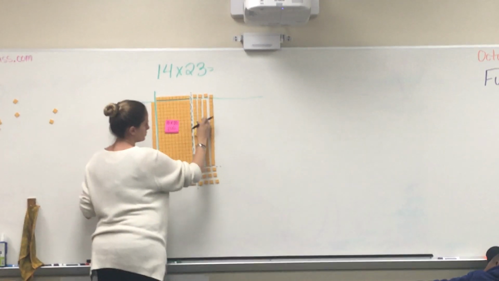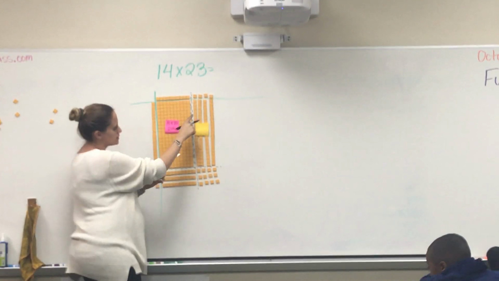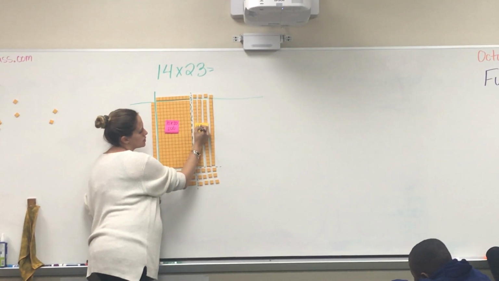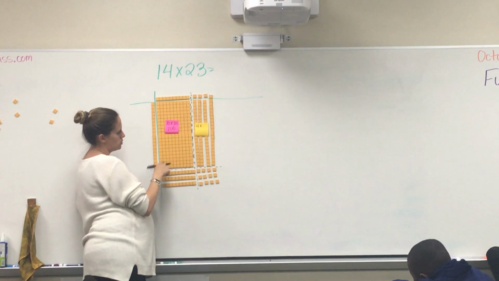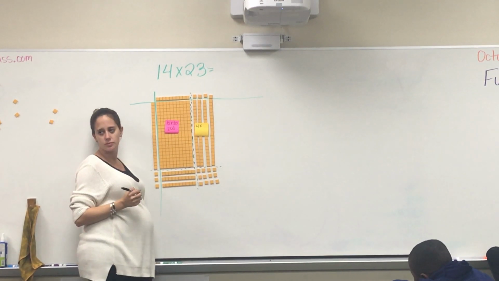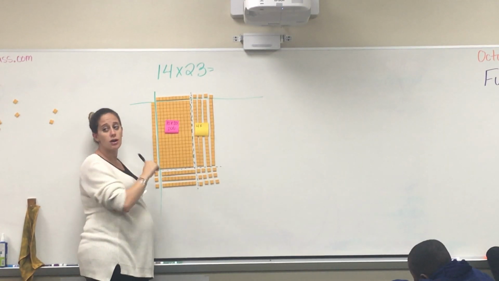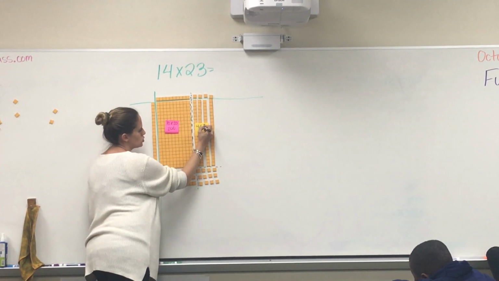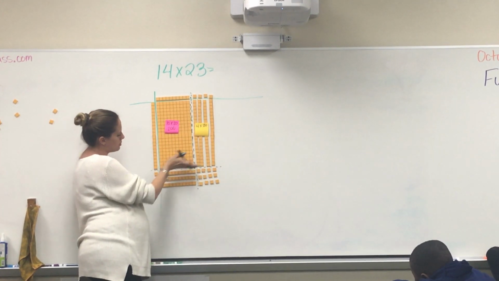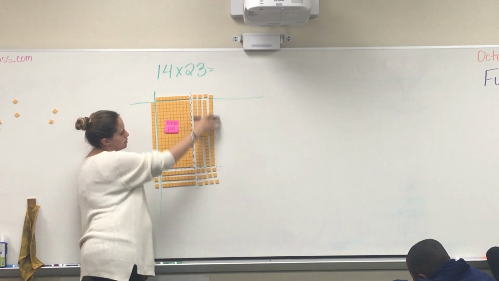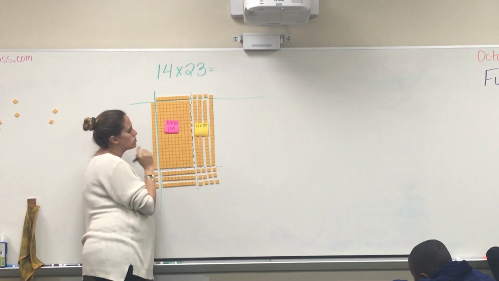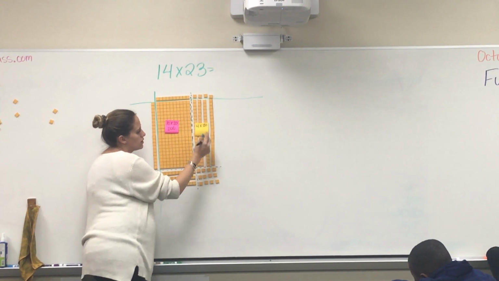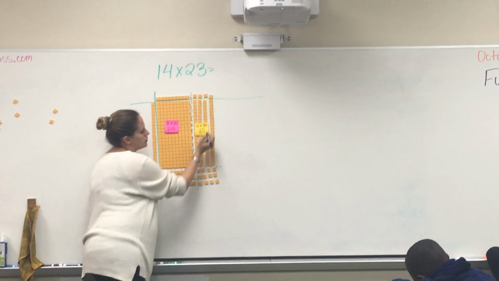Now, if I come off to this next part, how many were along the top? 4. Times how many down the side? 20, because I'm just talking about this part. So how many do I have? 10, 20, 30, 40, 50, 60, 70, 80. 80. Okay?